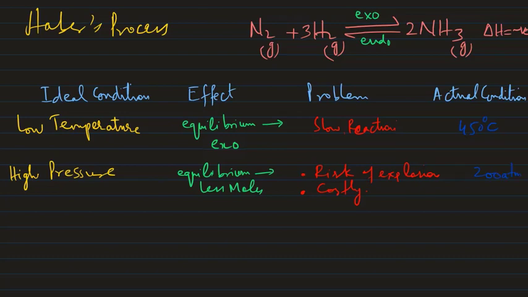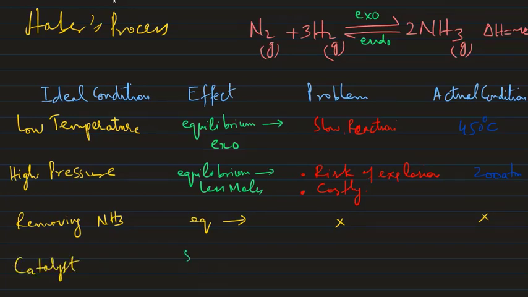Now, there are two more conditions that we use in this process. One more condition is that we keep on removing ammonia. Removing ammonia constantly will always shift the equilibrium towards the right side. Okay, but definitely there is no problem with it. So we keep on removing ammonia to shift the equilibrium towards the right side. While the final condition that we have is the use of a catalyst. The effect of catalyst is speeds up the reaction. And how it speeds up? It lowers the activation energy by providing an alternate route to the reaction. So the catalyst that we use is iron.